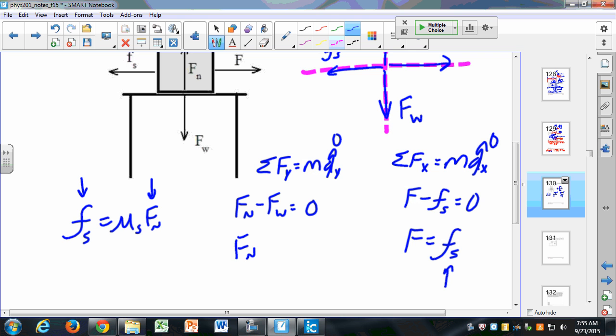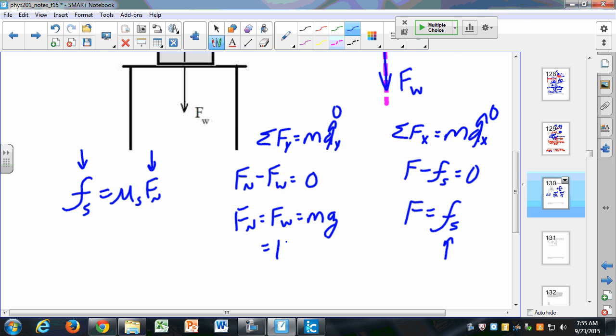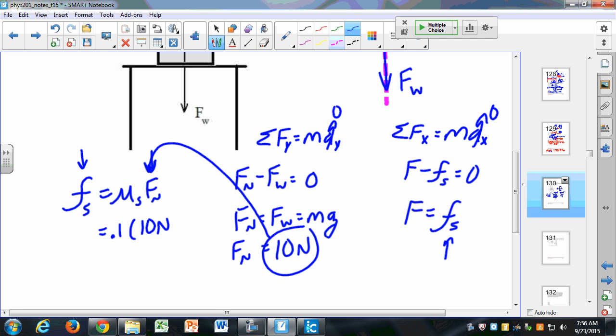So here my normal force is equal to the weight, which is equal to mg, which, this was a 1 kilogram block, so this is equal to 10 newtons, 1 kilogram times 10 meters per second squared. So that is my normal force. Can take that, put it in here. 0.1 is mu. No units on the coefficient. It's just a ratio of two forces. So my static frictional force is 1 newton. That means that this is 1 newton, so F is also 1 newton.